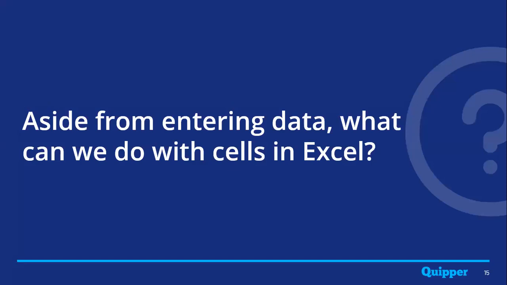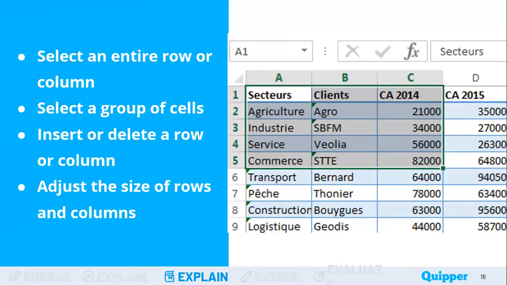So aside from entering data, what can we do with the cells in Excel? We can select an entire row or column, select a group of cells, insert or delete a row or column, and adjust the size of rows and columns.